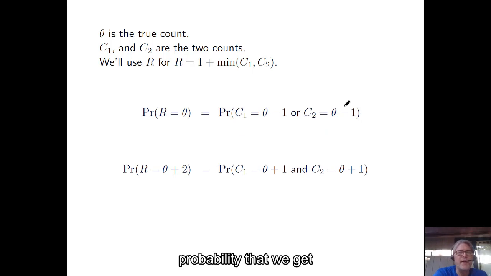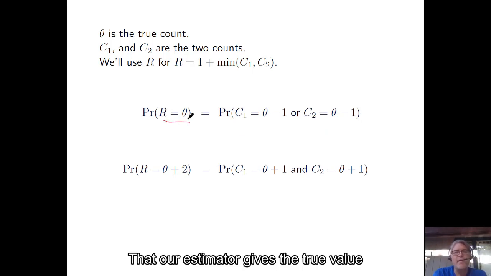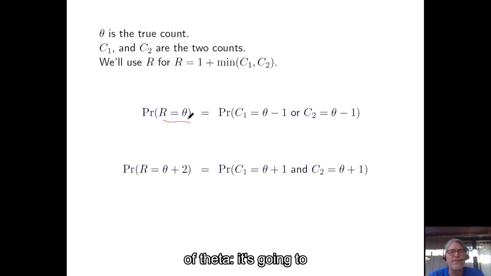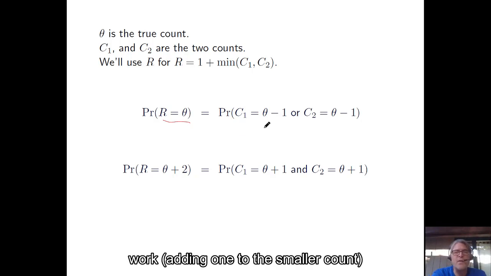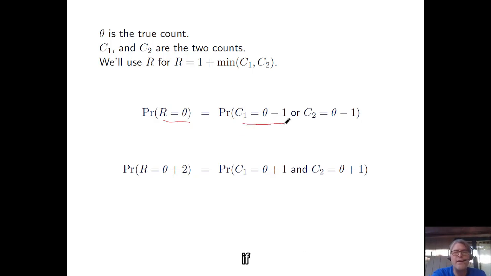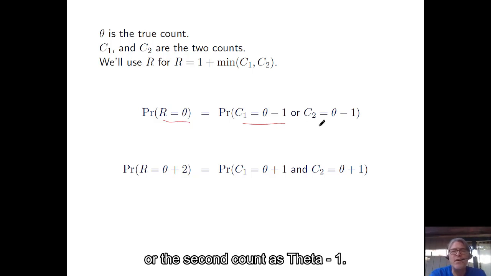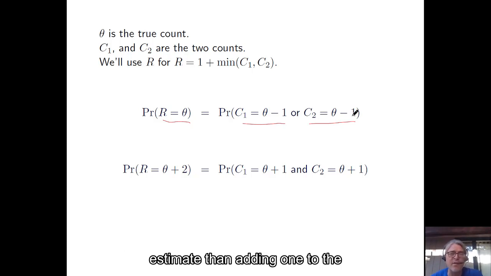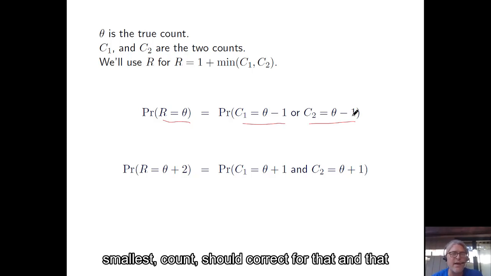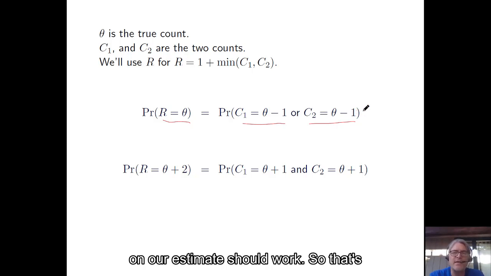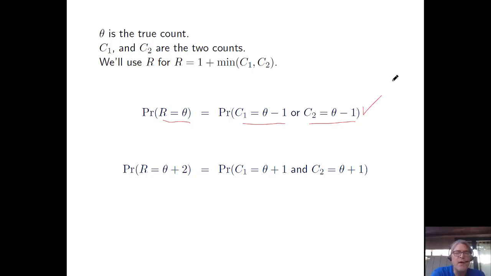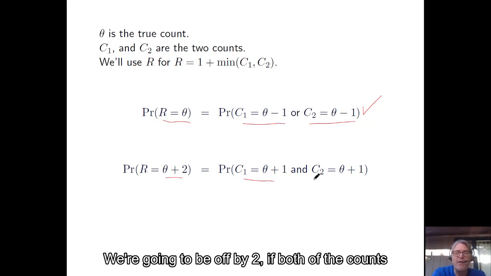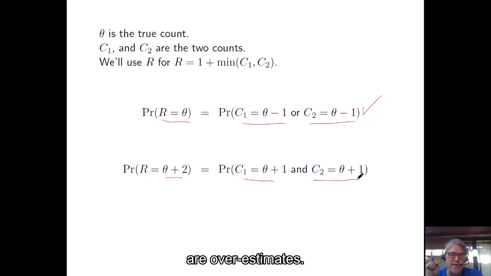The probability that our estimator gives the true value of theta: it's going to work, adding 1 to the smaller count, if the first count is theta minus 1 or the second count is theta minus 1. So if either one of our counts is an underestimate, then adding 1 to the smallest count should correct for that, and our estimate should work. So that's how the method works. We're going to be off by 2 if both of the counts, C1 and C2, are overestimates. Okay, hopefully that makes sense.